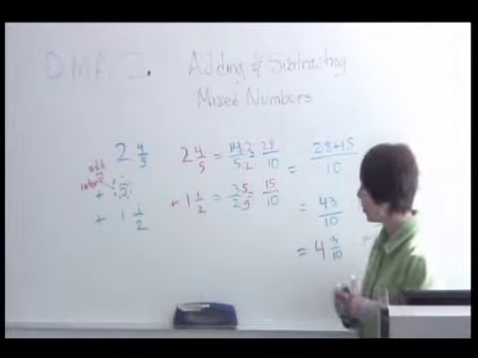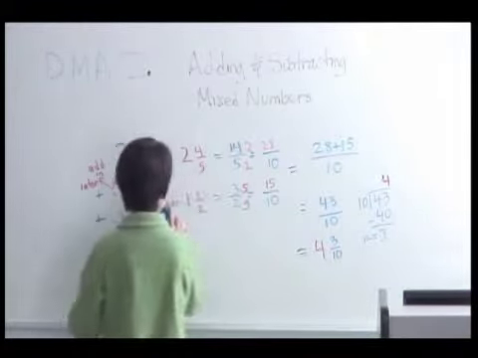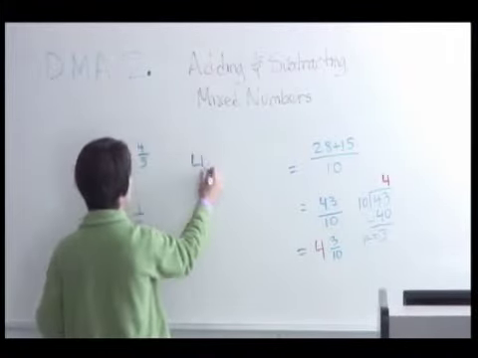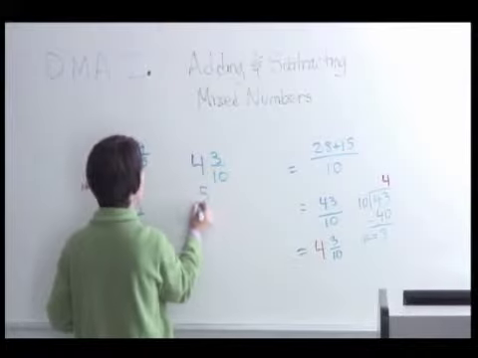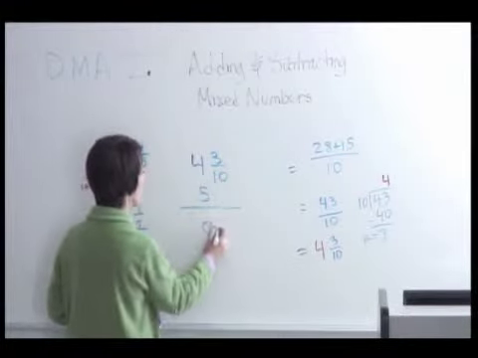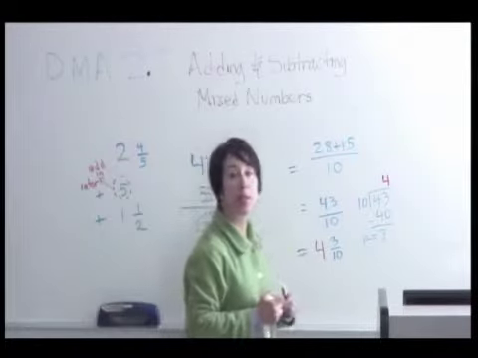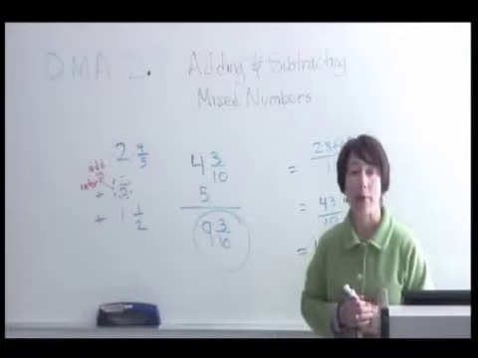Okay, so now I'm going to go back. I have my 4 and 3/10, and I'm going to add 5 to it. So 9 and 3/10 is going to be my final answer.